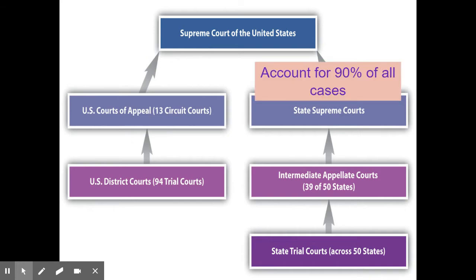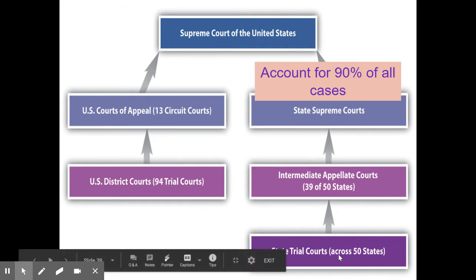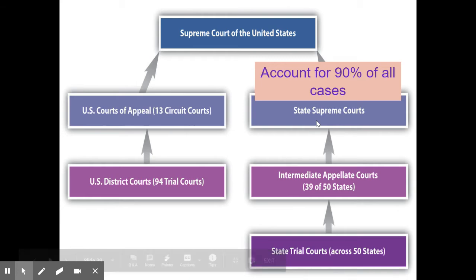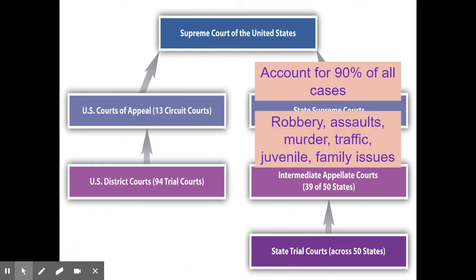So really most of the action happens on the state side. In fact, like 90% of all of the cases happen in the state courts. And again, they would happen in the trial courts across the United States. These are the typical courts that you would have. You could appeal to appeal courts within the state, and then there actually is a state Supreme Court for each state. So most of the action's happening on the right hand side.